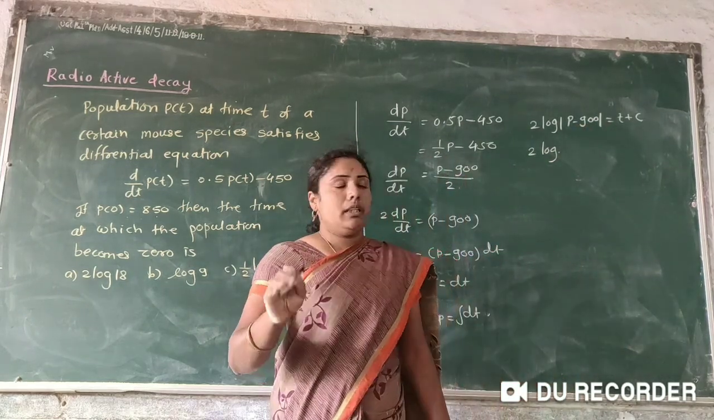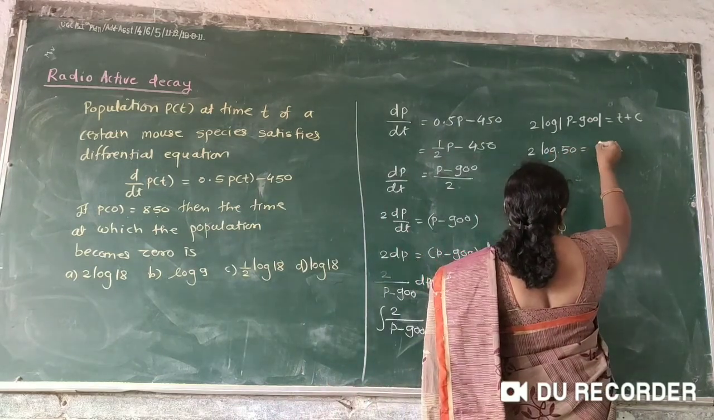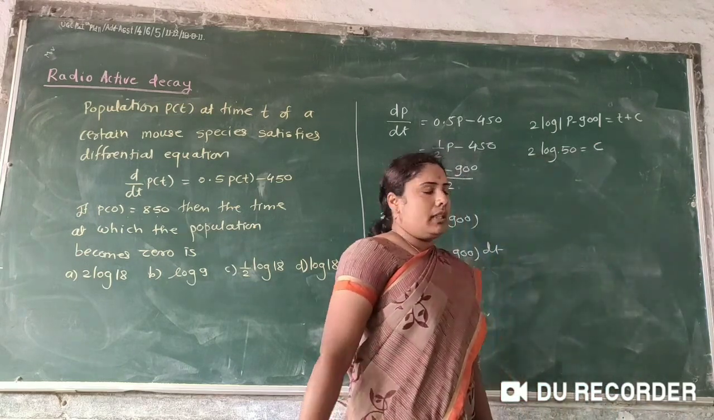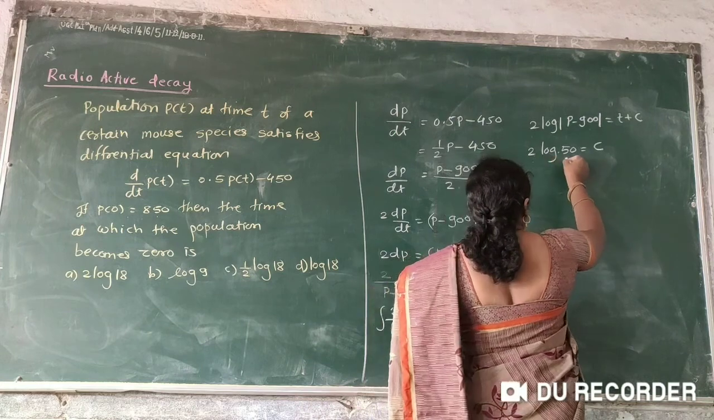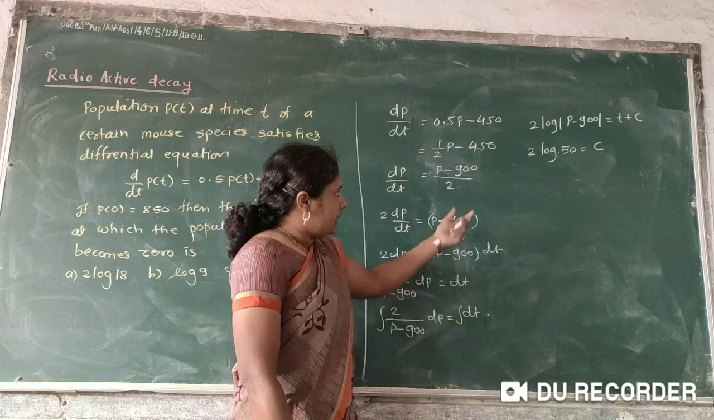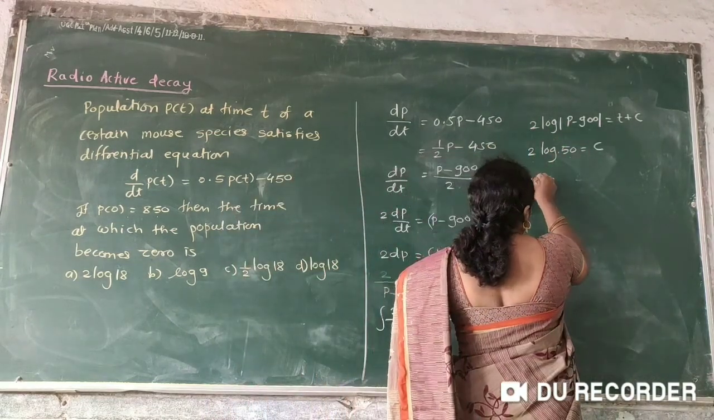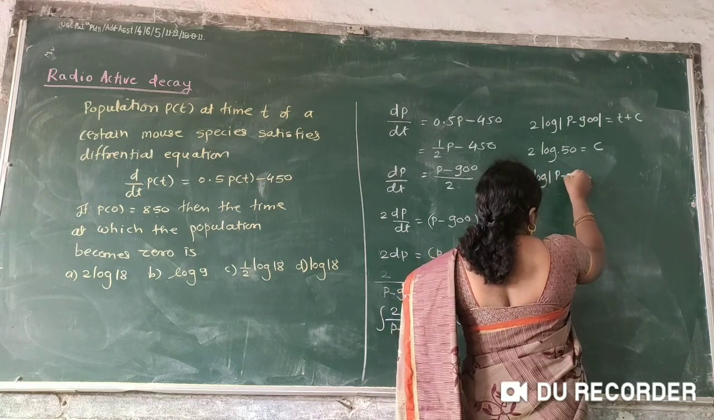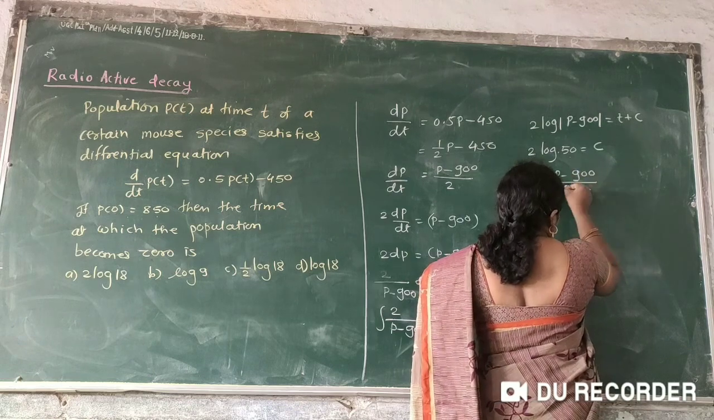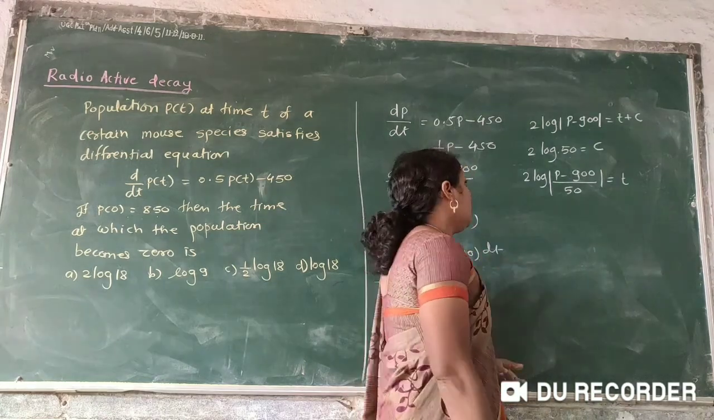Substitute this value, we get 2 into log mod of 850 minus 900. 850 minus 900 is minus 50 and modulus of this is log 50 is equal to, put the value of t is 0. We get the c. Value of c is 2 into log mod of 50. Substitute this value in this equation and simplifying this we get 2 log mod of p minus 900 upon 50 is equal to t, using the rules of logarithm.